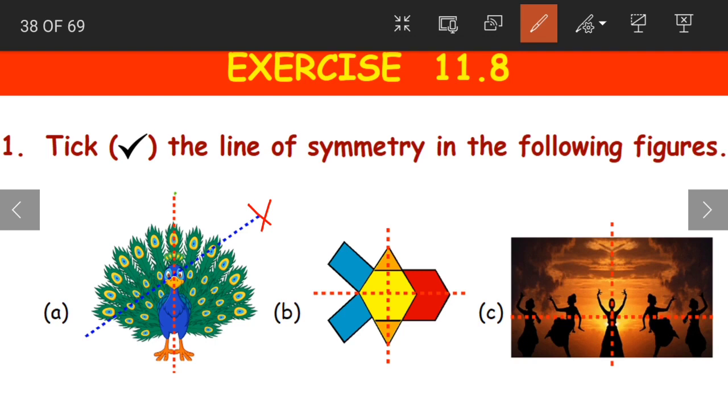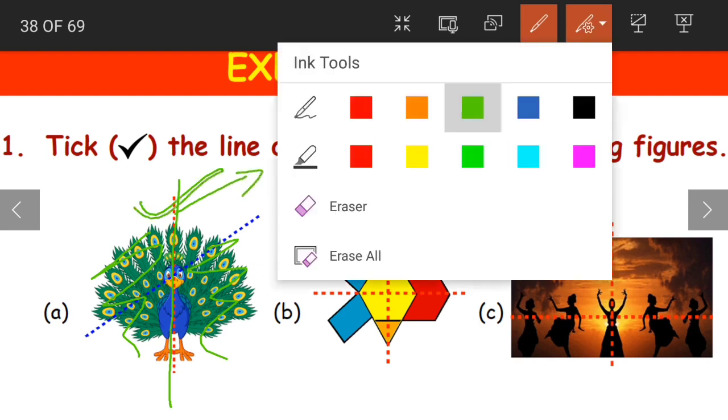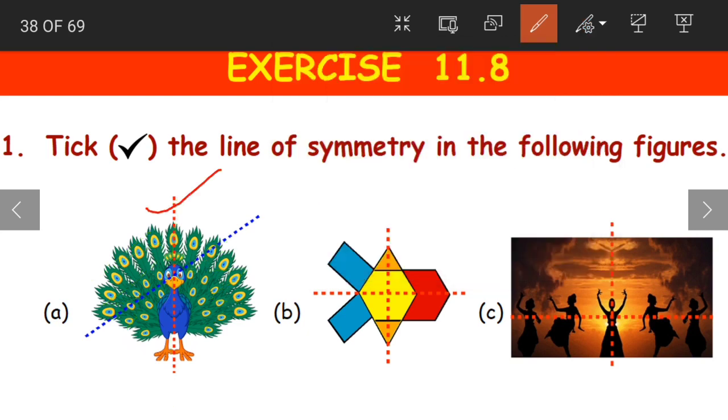Now coming to the red line here, this dotted line. Now when you observe both the halves, that is this one and this one, we can see that both the halves are exactly the same. They are the mirror halves of each other. So that is why this line we can call it as the line of symmetry. Is this clear, children? From the given two lines, the red line is the line of symmetry here.